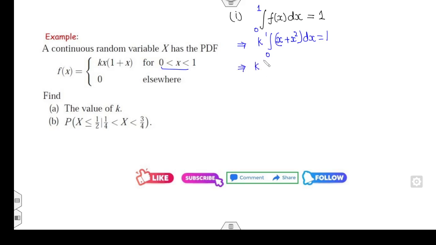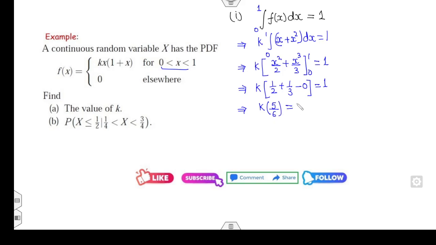Now you can integrate them. It is x square over 2 plus x cube over 3 from 0 to 1 is equal to 1. Substitute the upper limit. That number will be half plus 1 over 3. Lower limit will be 0, which is equal to 1. So if you take the LCM, this number will be 5 over 6 is equal to 1. Hence, k will be 6 over 5. Fine. Is it okay? So the value of k is 6 over 5.